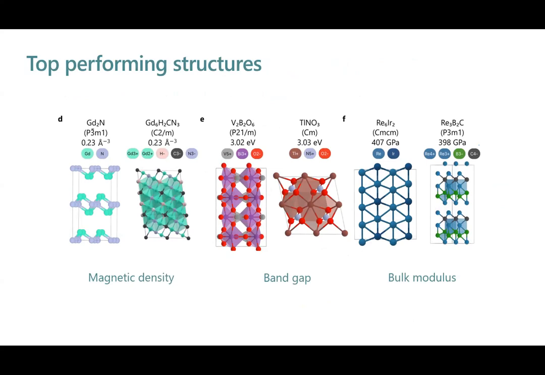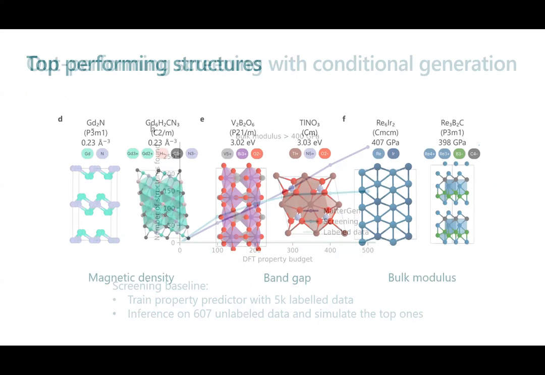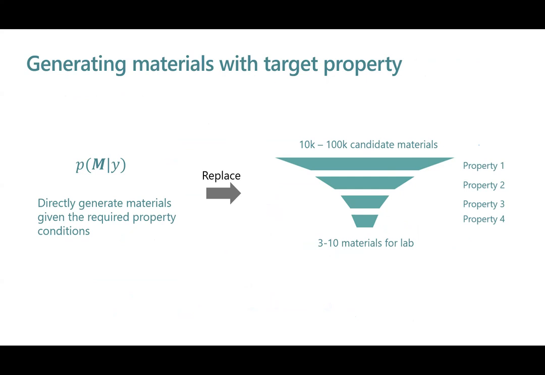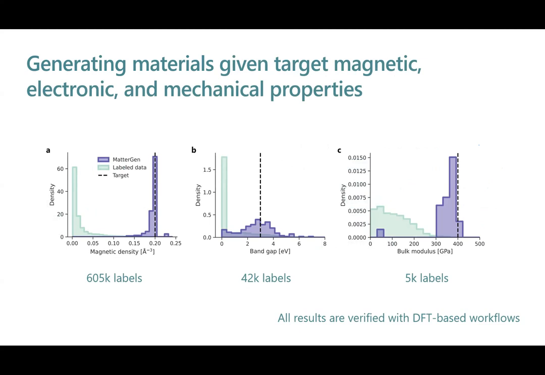One of the most important downstream tasks is that you want to be able to generate materials conditioned on properties you're interested in. Basically, you want to replace the screening paradigm by directly generating the final 3 to 10 candidates for the lab. That's maybe too ambitious, and we still want to do additional filtering, but that's what we want to do. I think this is the first time that you can conditionally generate materials conditioned on many different kinds of property constraints with a generative model. This is the first time we were able to show that in this community.